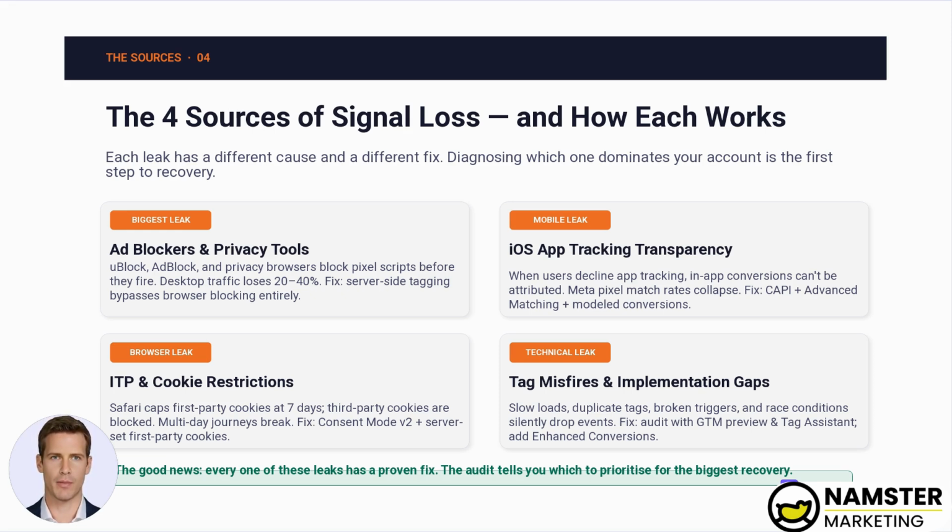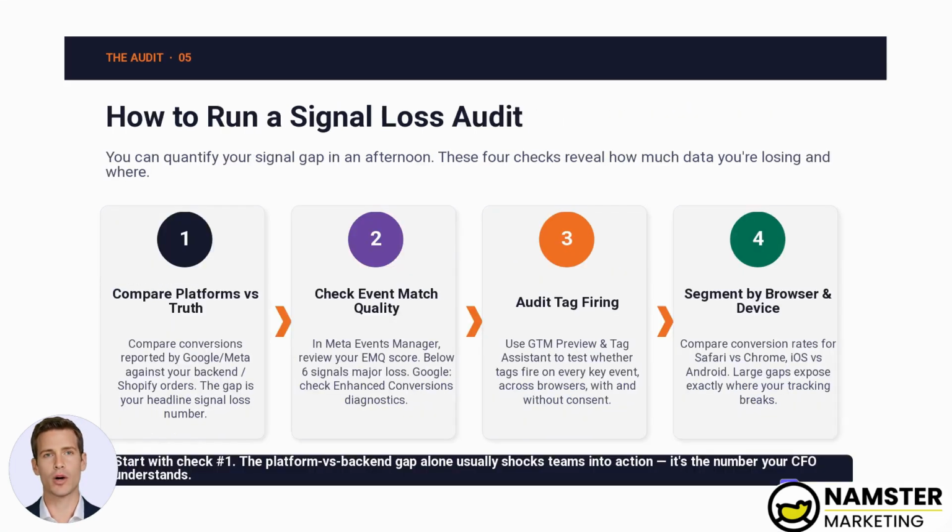Third are browser leaks from ITP and cookie restrictions, which break multi-day user journeys by capping first-party cookies at 7 days. The fix involves implementing consent mode v2 and server-set cookies. Finally, technical leaks from tag misfires, such as slow page loads or broken triggers, silently drop events. These require a rigorous audit using GTM Preview and Tag Assistant to ensure that enhanced conversions are bridging the technical gap correctly.